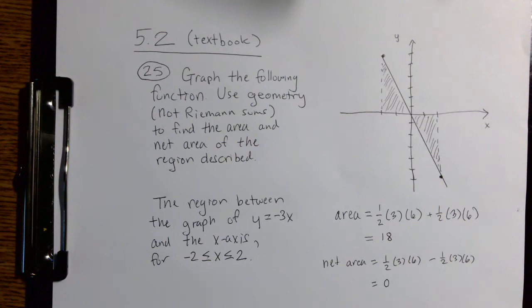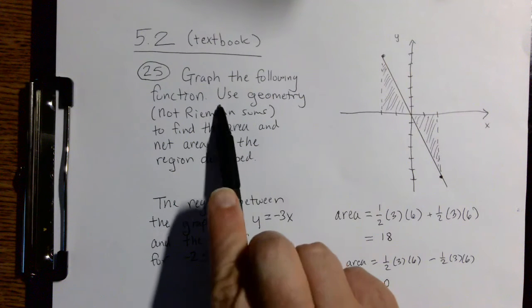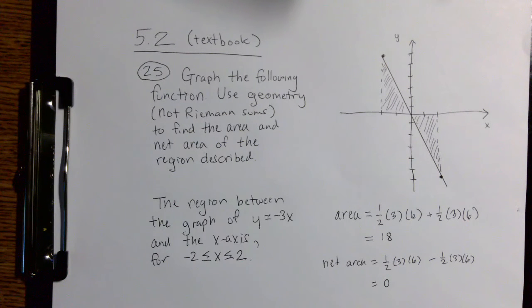So this particular example asks us to find the area and the net area of the region between the graph of y equals negative 3x and the x-axis for the interval from -2 to 2. And notice in the instructions it says use geometry, not Riemann sums. Very important.